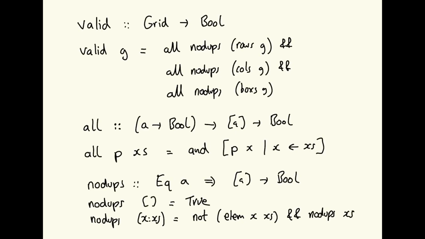Okay, so that's all we're going to do today. We've basically just reviewed what Sudoku puzzles are, set up some basic data type declarations, and we've defined this function called valid up here, which decides if a Sudoku grid is valid. So there's no duplicates in any of the rows, any of the columns, or any of the boxes.